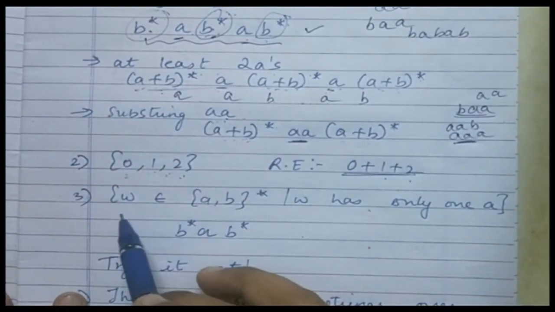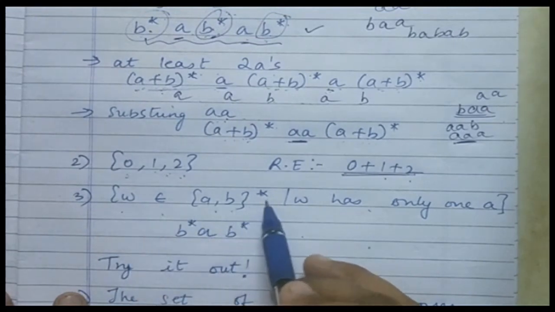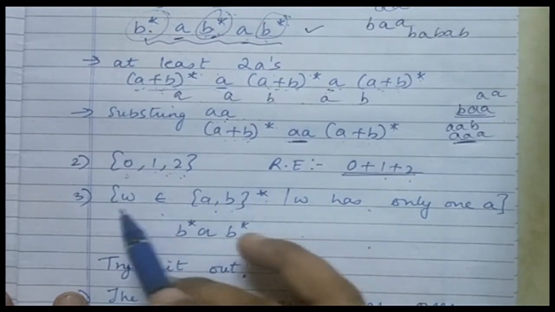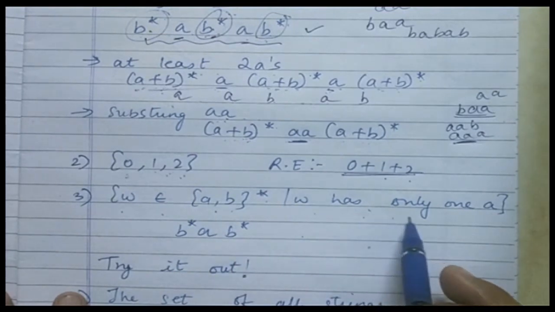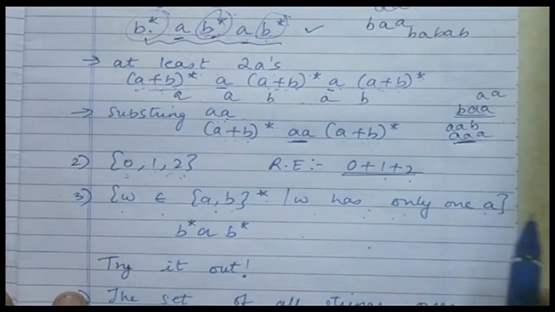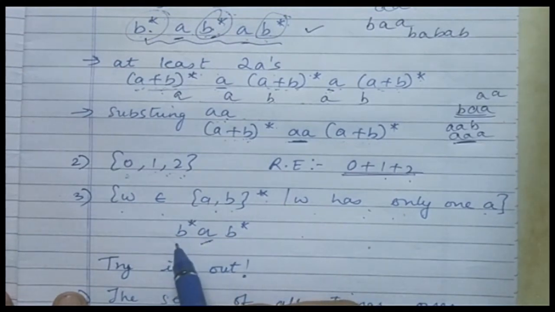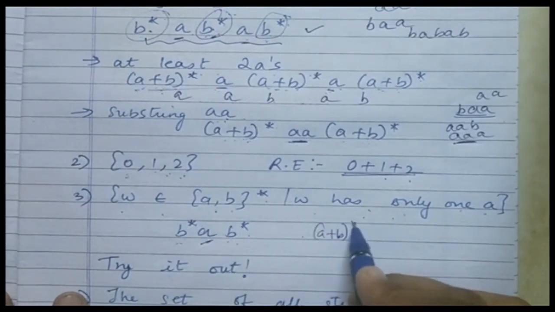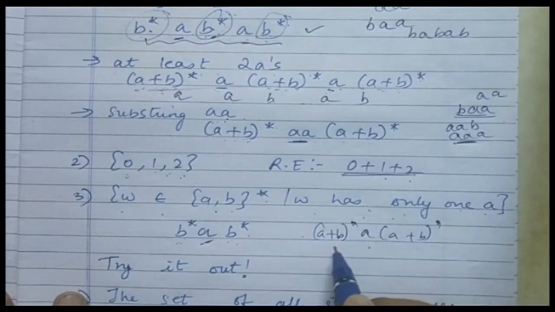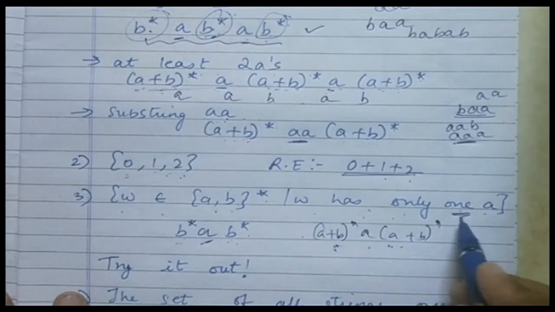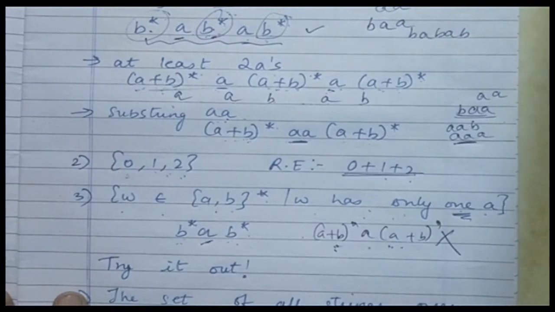Say for example your word w belongs to a comma b star, which means it is a set of strings of a and b. But w has exactly one a, not more than one a. So here the mandatory a I have written, and the rest I can write b star and b star. Why do I write b star? Because only one a is needed, there is a restriction on a. That is why we do not write a plus b star, a plus b star here, because if a came from both of those parts, then there won't be only one a. So that is the reason I don't write it this way.